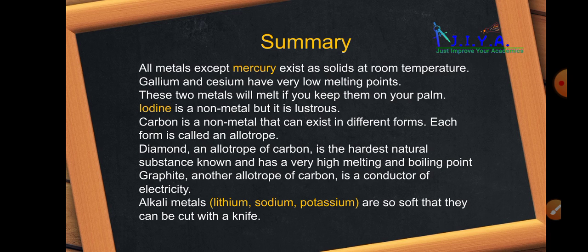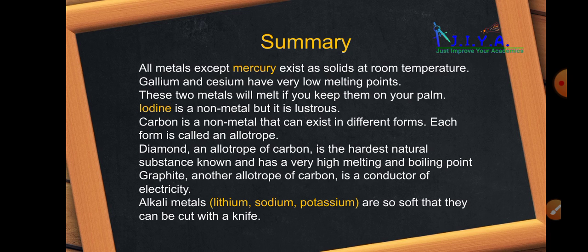So let us learn the summary of this video. All metals except mercury exist as solid at room temperature. Gallium and cesium have very low melting points. These two metals will melt if you keep them on your palm. Iodine is a non-metal but it is lustrous.